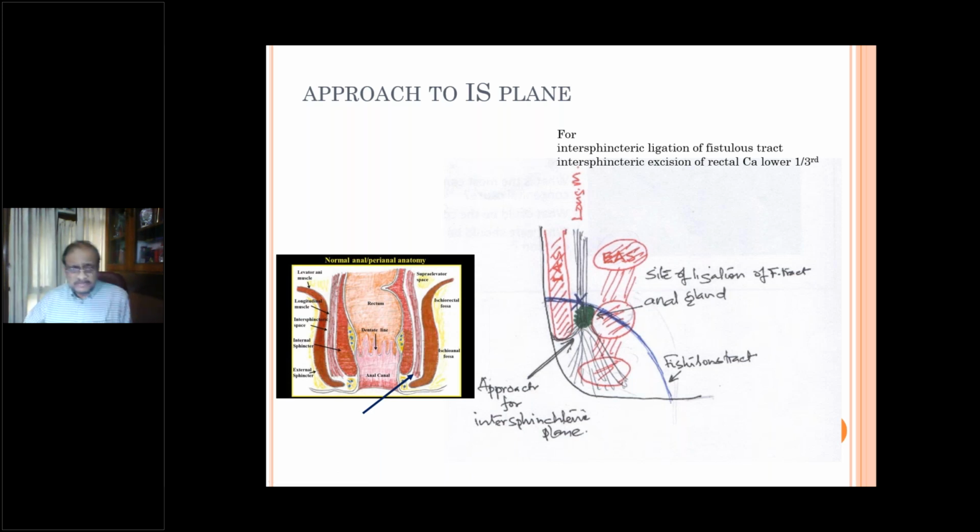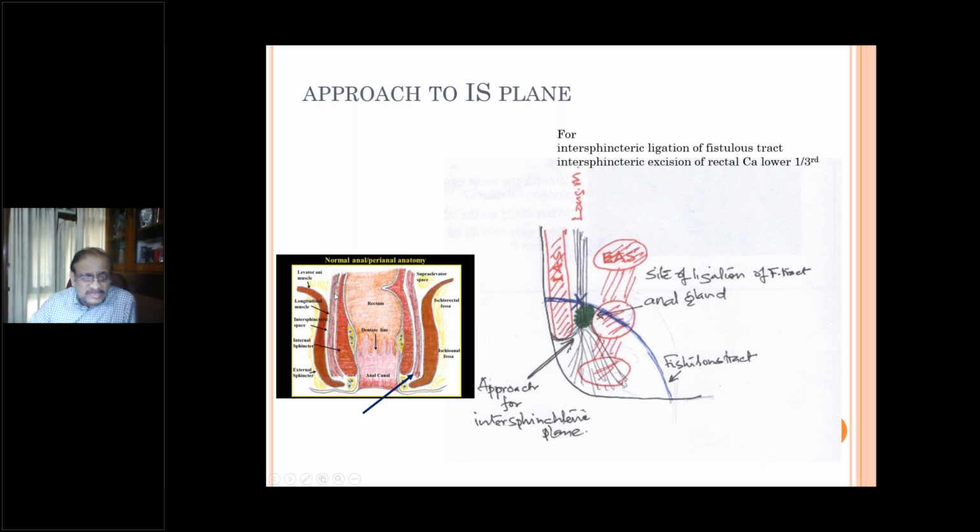But suppose the patient has a rectal malignancy just limited to this particular area, maybe I can do something. I don't want to do an APR. Why can't I cut from here to the intersphincteric plane? Why can't I do that? So it forms a new approach to the management of rectal carcinoma. The intersphincteric excision.